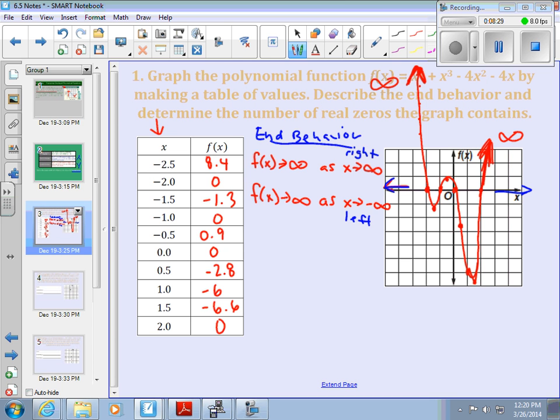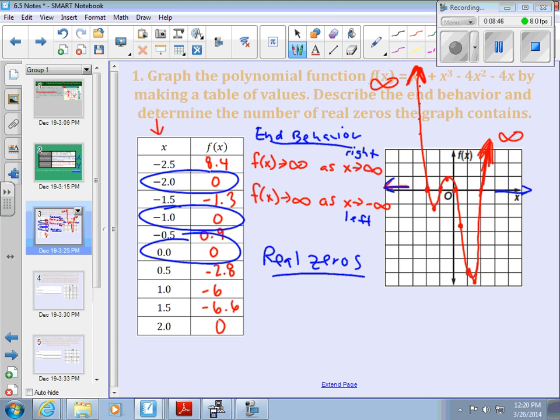All right, next, they want us to say what are the real zeros. Real zeros are anywhere our graph crosses through the x-axis. And it looks like here we have 4 places that it's doing it. There we have a 0, there we have a 0, there we have a 0, and there we have a 0. All those places where we got a y value of 0, that's a 0. So the real zeros would be at -2, -1, 0, and 2. And you can see that on the graph. At -2, -1, 0, and 2. Those were the places it crosses through the x-axis.